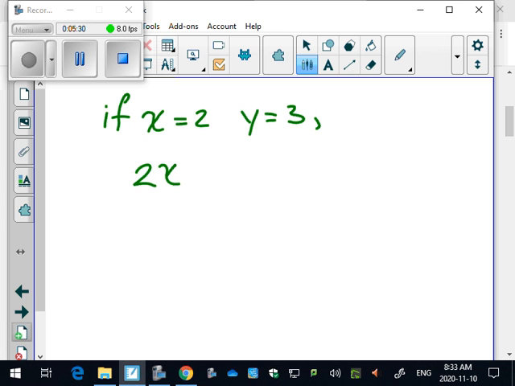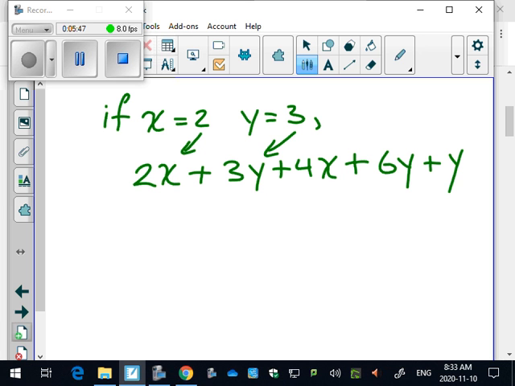Now, 2x plus 3y plus 4x plus 6y plus y. Those are just terms. You could substitute all of these individually like so and arrive at the same answer, but that's not the math we're trying to teach you. We're trying to teach you ways of, just like in English where we're summarizing, same here. We always collect our terms before substituting.